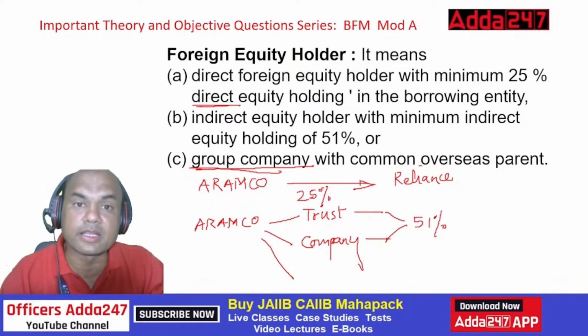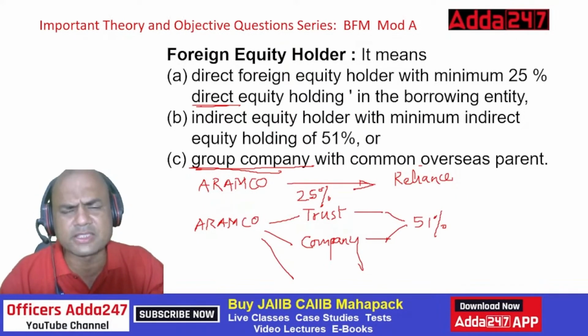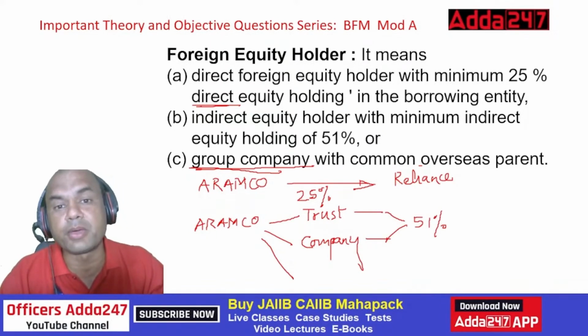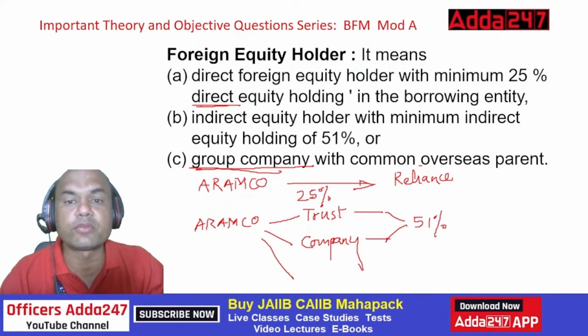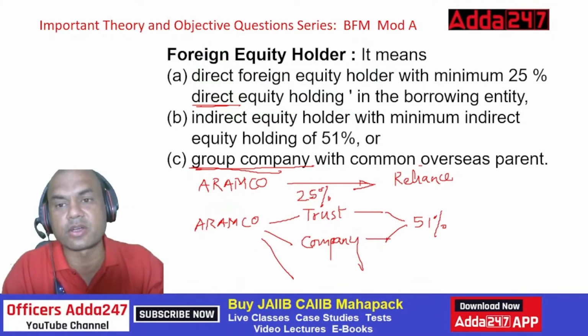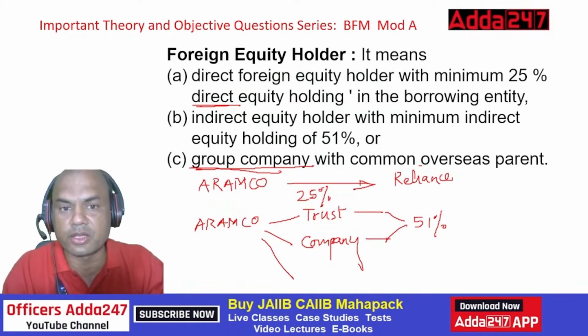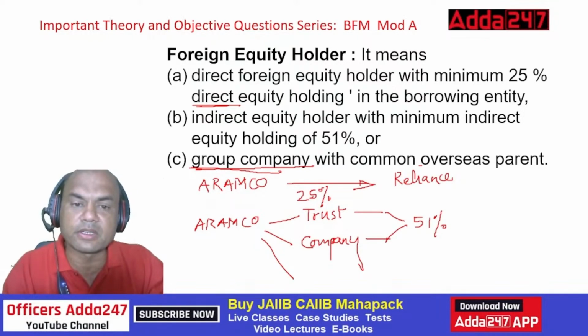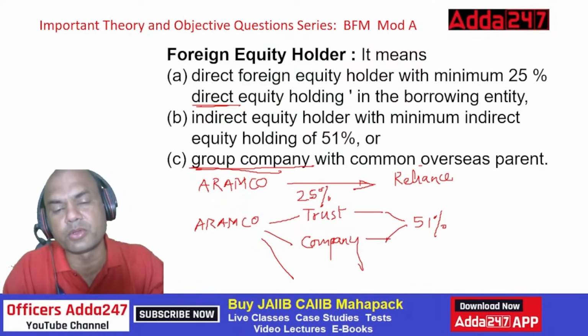Then there is another company from the UK. Various other companies are there. So all these companies will have the same common parent company or parent holder. So that holder, whenever it's common, is called a foreign equity holder. So these are the three main definitions of foreign equity holder. Number one, minimum 25% directly. Number two, indirectly 51%. And number three, group company with a common overseas parent.